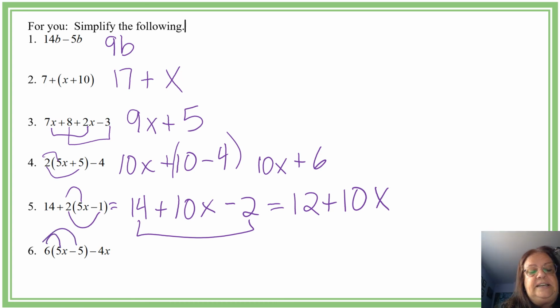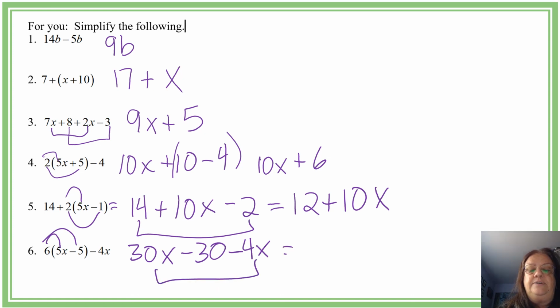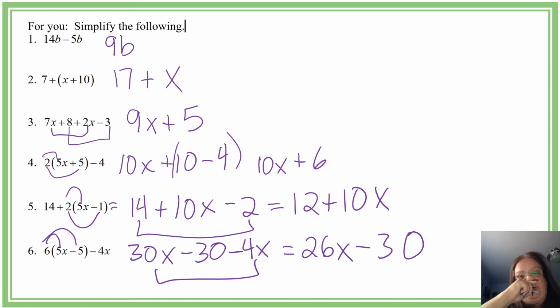Distribute the 6 in. That's going to give me 30x minus 30 minus 4x. All right, putting those two x terms together, I have 26x minus 30. Oh, that's a terrible 30. My zeros way too often look like 6s. There we go. All right, and we are done.